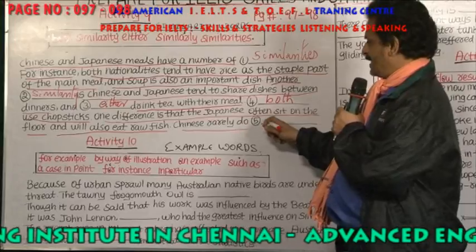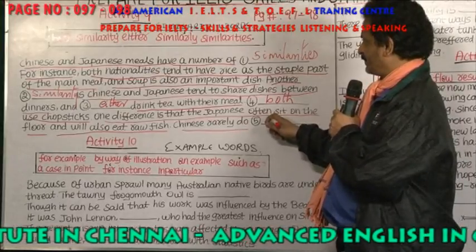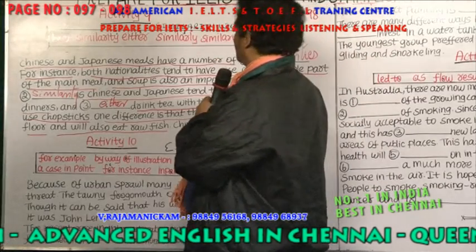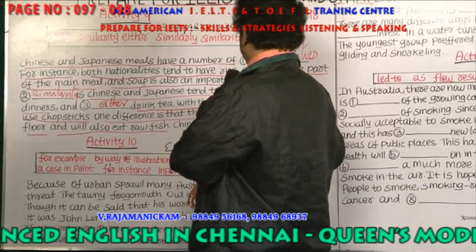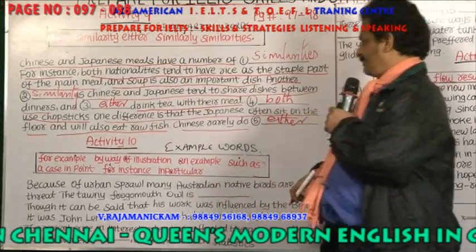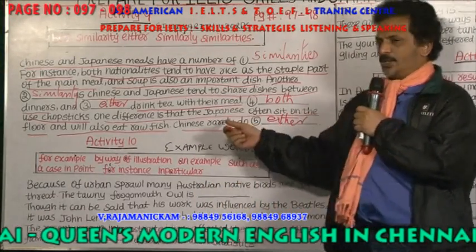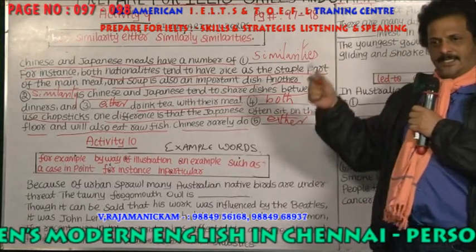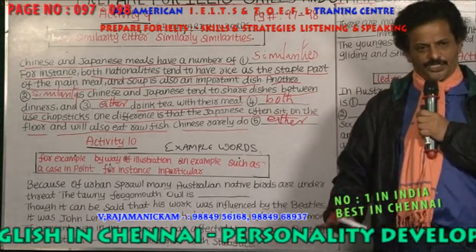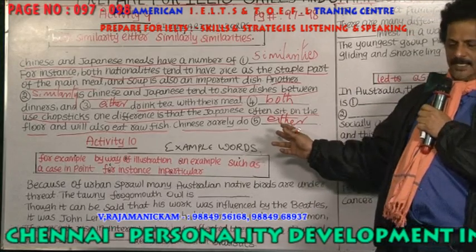Chinese rarely do. Either. So Chinese don't sit on the floor. Chinese don't eat the fish raw. Rarely do either. You got it, sir?